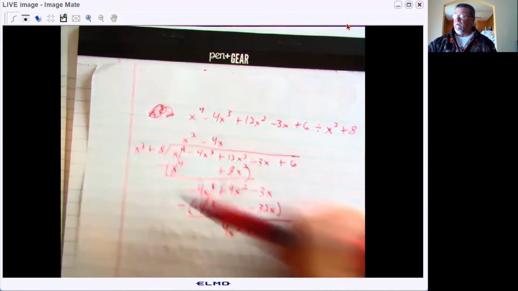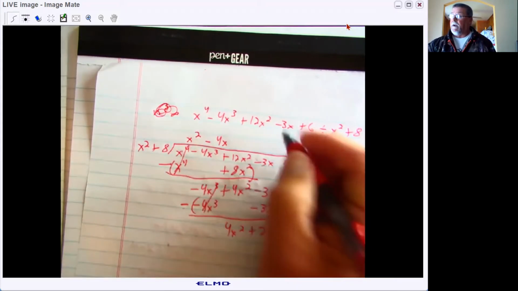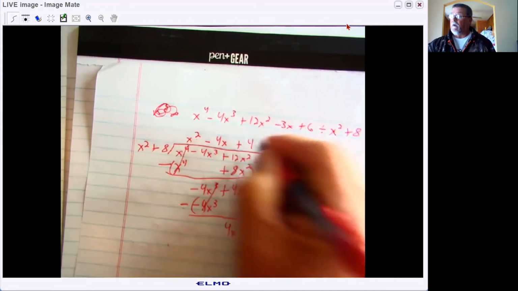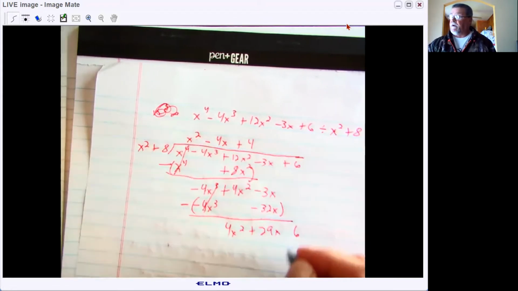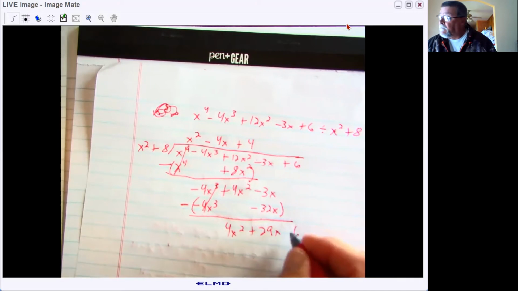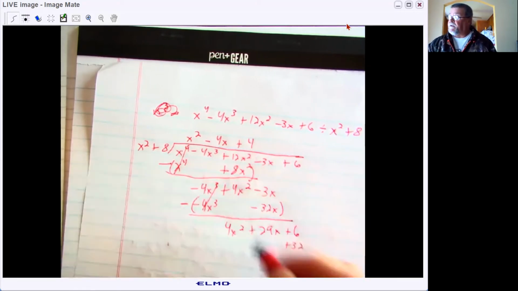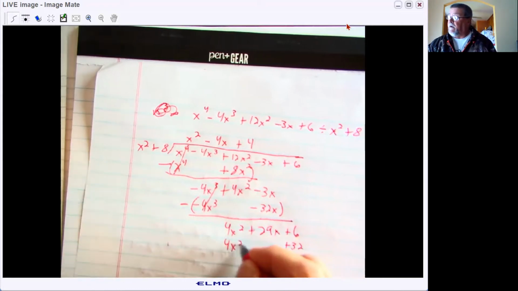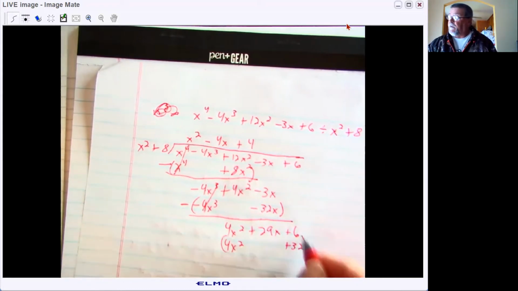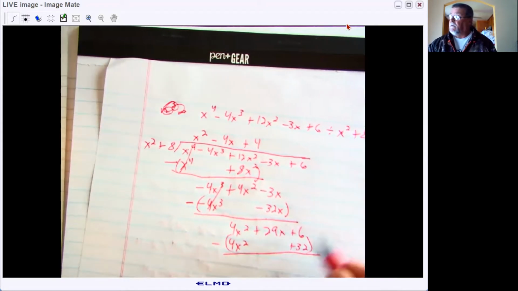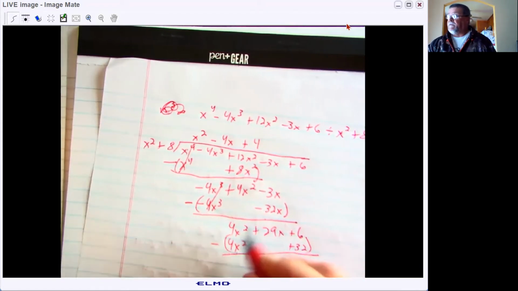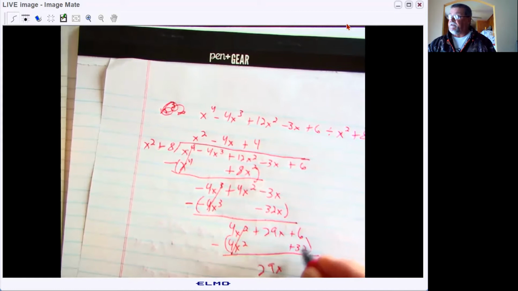Now I'm ready to divide my leading terms. And 4x squared divided by x squared is going to give me plus 4. 4 times 8 is 32. And 4 times x squared is going to give me 4x squared. Put those in parentheses and subtract. Apply my negatives. 4x squared minus 4x squared is eliminated. 29x comes down, and 6 minus 32 is minus 26.